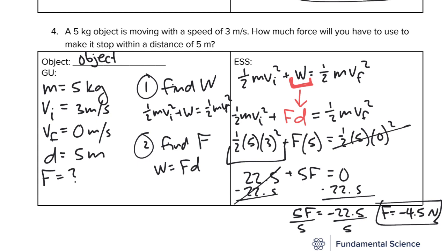Now, you might be wondering, why did we get a negative force? If you think about it, the reason we got a negative force is that we are trying to slow this object down. So we're going to push against it. That's what a negative force means, is that we're pushing against it. And that also would give us a negative work, which makes sense because we're trying to take energy away from this object. So we get a negative force on that one.